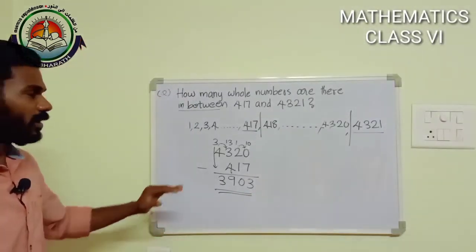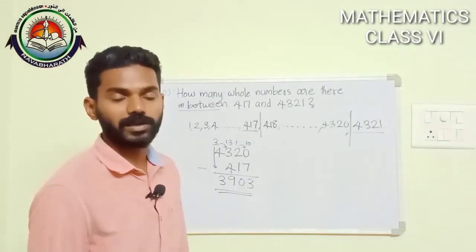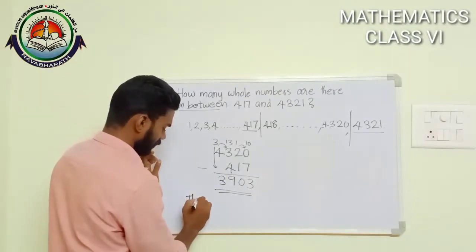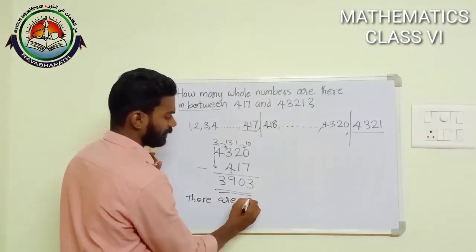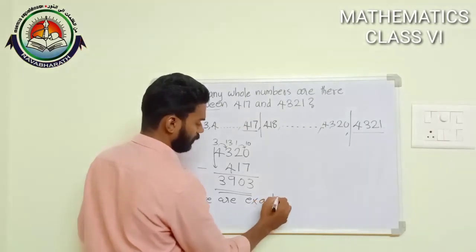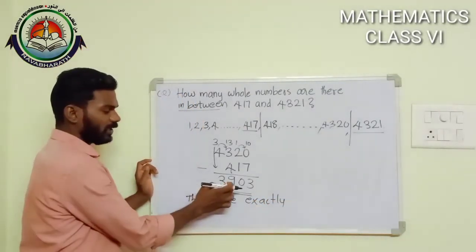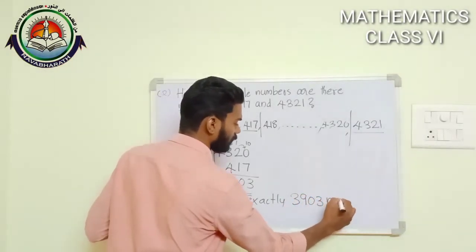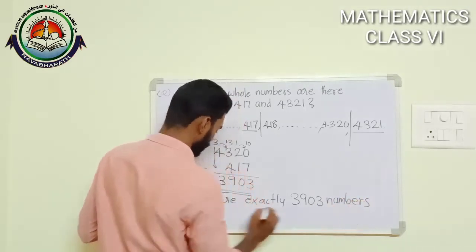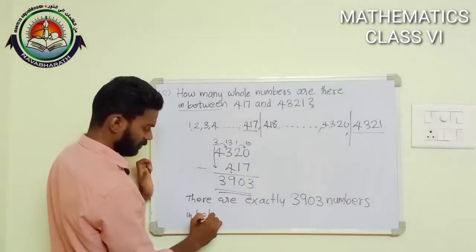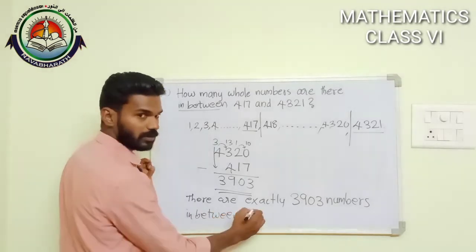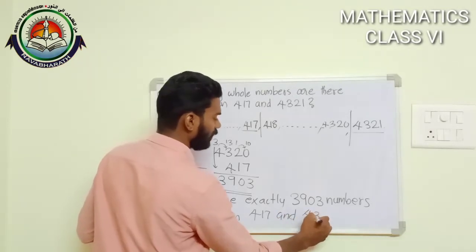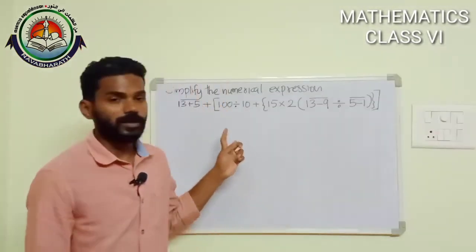So the answer would be 3903. Now, how can you conclude your answer? Your answer would be, there are exactly how many numbers? 3903 numbers in between 417 and 4321. Clear?